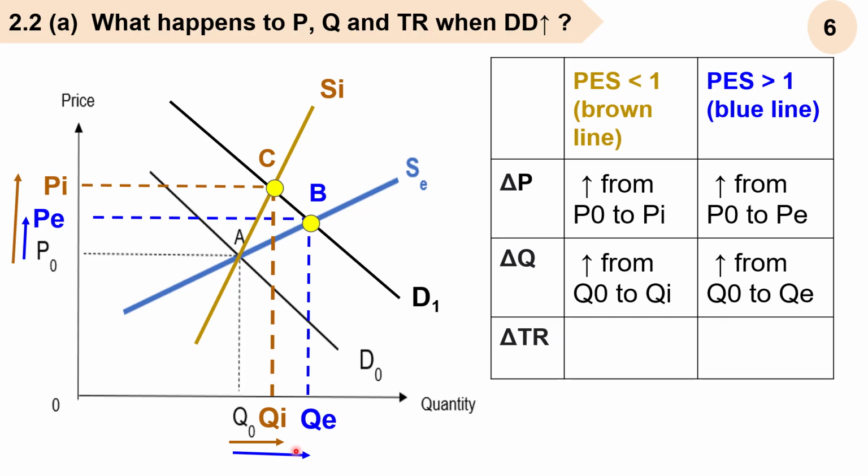If we look at the brown line first, when PES is less than 1, you will see that the price increases from P0 to PI, while the quantity increases from Q0 to QI. If we look at PES more than 1, the blue line, we see that price increases from P0 to PE, while quantity increases from Q0 to QE. So in both cases, what happens to total revenue?